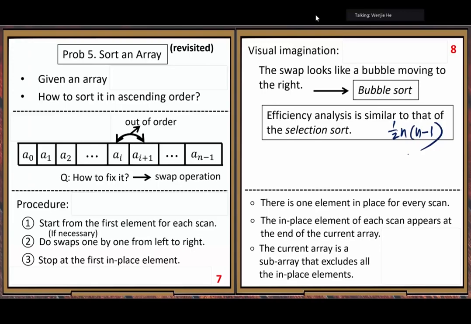Only one case when you count basic operations. So from this point of view, it is the same as selection sort. The best case is this one, the worst case is this one, the average case is also this number. One case. The basic operation is comparison, not swap.